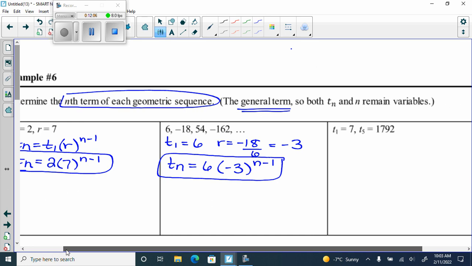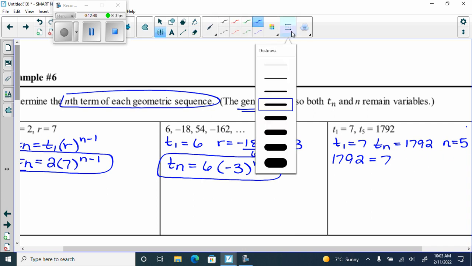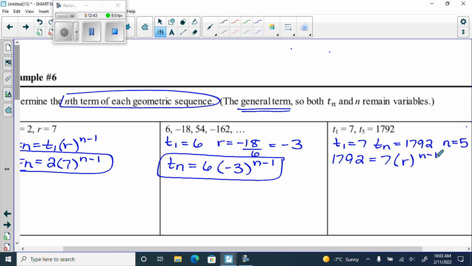The third box, I told you that we need T1 and we need R in order to find the general. So we're going to have to first find R. We have T1 is 7. We have Tn is 1,792. And if Tn is 1,792, that's 5 terms. So n equals 5. So we have to solve for R first. So we're going to get Tn, 1,792, equals T1, which is 7, times R to the n minus 1. I keep going into the arithmetic. My brain is not transferring to human. Divide by 7, and we get 256. N is 5. I corrected that.